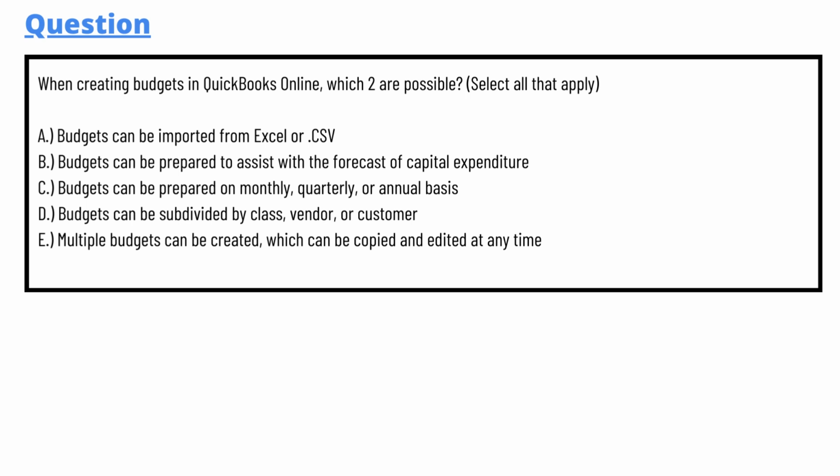multiple budgets can be created which can be copied or edited at any time. So the answer to the question is, in QuickBooks Online the following two options are possible when creating budget. Budget can be imported from Excel or CSV. Multiple budget can be created which can be copied and edited at any time. These features provide flexibility and ease in creating and managing budgets within QuickBooks Online.